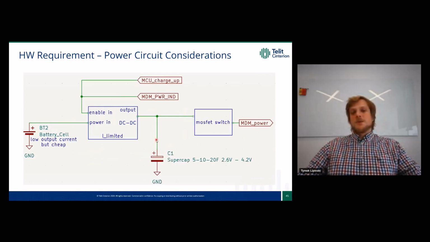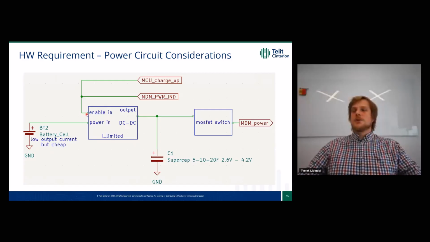Another example is how to utilize a supercap. So we have a battery cell with very, very low output current, but it's cheap. And we like cheap components, right? We use a very small DC to DC converter that is current limited. And we control it using either the modem power indicator or our microcontroller to charge up. So a general GPIO will be sufficient here.